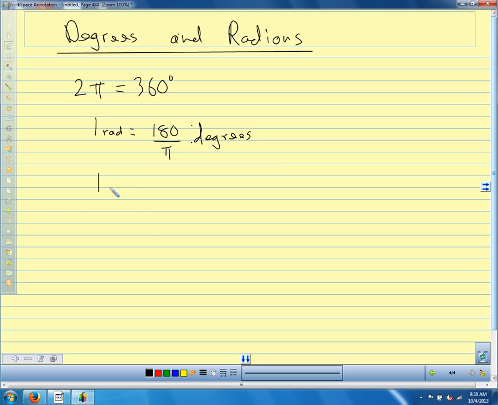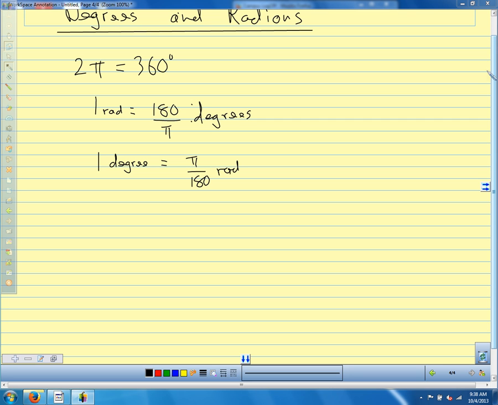So going the other way, 1 degree would equal how many radians? Pi over 180. So those are our conversions between radians and degrees. This is how we're going to convert. We'll do a couple of easy examples here.